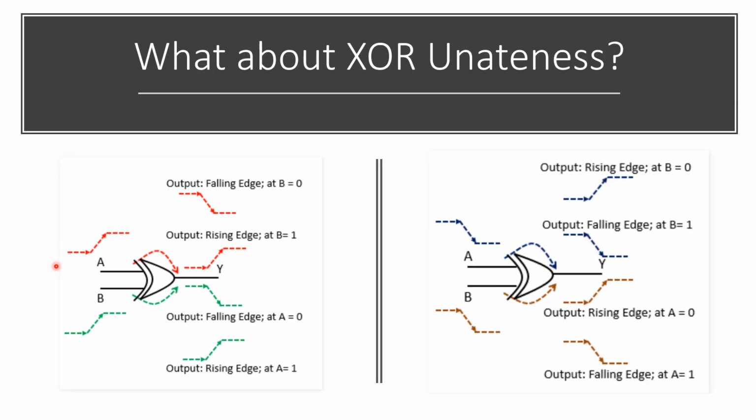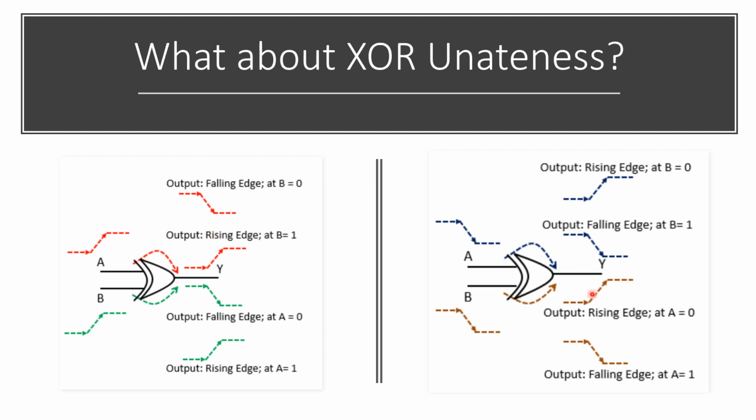So let us see the example for an XOR gate. When there is a rising edge on A, when B is 0 you have a falling edge, and when B is 1 you have a rising edge. The same case for the B input: when B is at 1 and A is 0 you have a falling edge, and when A is 1 you have a rising edge. So what does this conclude? There is no clear relation between the input and output here. So XOR is a non-unit.